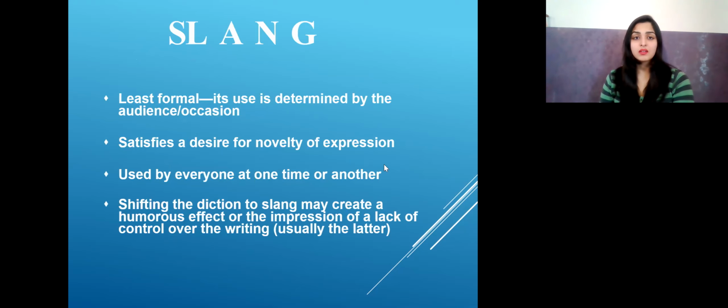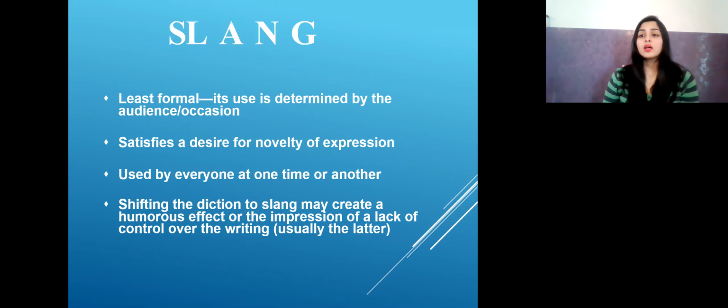Now let's see slang. Least formal, its use is determined by the audience. It satisfies a desire for novelty of expression, where you have to express your feelings too much, in the least possible way. I cannot say the best possible way, because slang is not the best possible way. Slang is used by everyone at one time or the other. Shifting the diction to slang may create a humorous effect or the impression of a lack of control over the writing. So using slang can also portray that the author does not have control over his writing, so he has written all of the slang words as well.